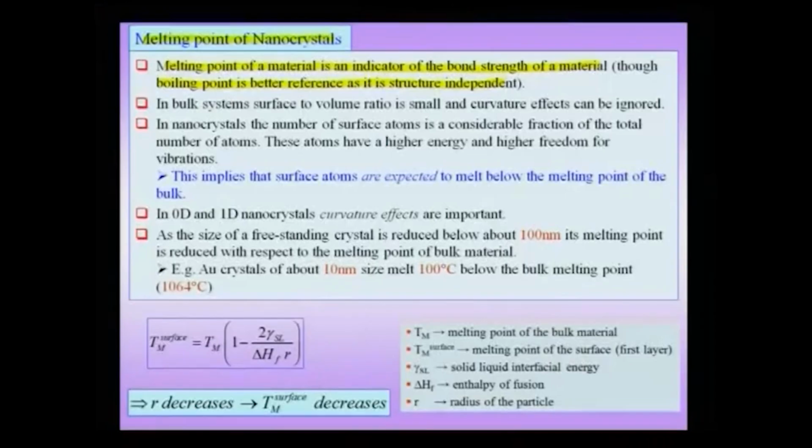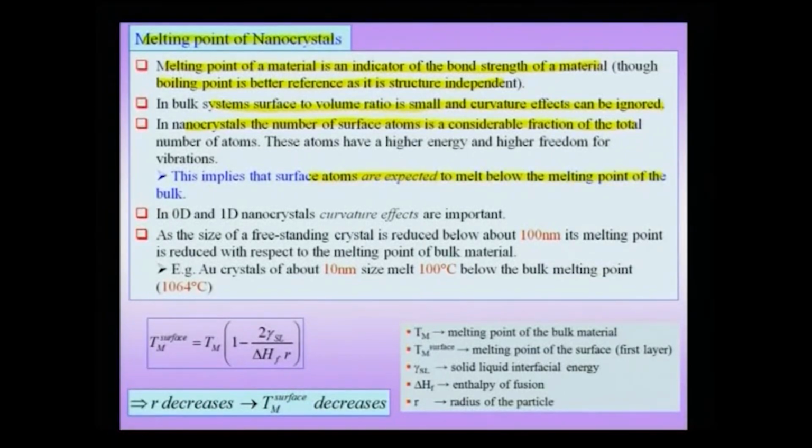In bulk systems, surface to volume ratio is small and curvature effects can be ignored. That essentially implies we can talk about a single number known as the bulk melting point. In nanocrystals, the number of surface atoms is a considerable fraction of the total number of atoms, and these atoms, as we know, have a higher energy and a higher degree of freedom, which means they have freedom of more vibration as compared to the atoms in the bulk. This implies, as a first intuitive guess, that surface atoms are expected to melt below the melting point of the bulk.